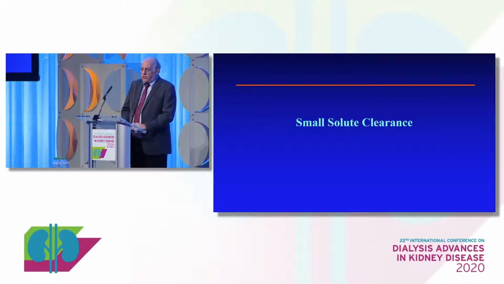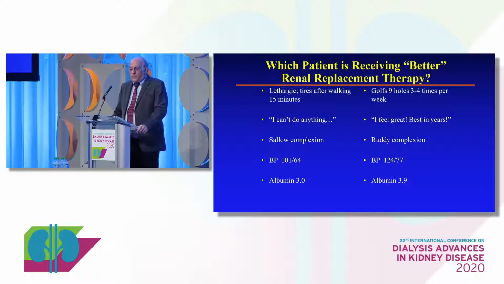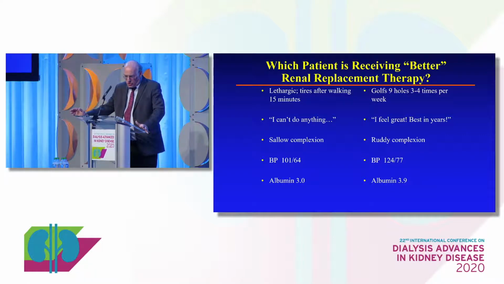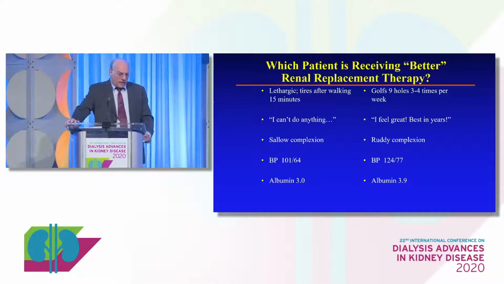And small solute clearance. You've already ascertained my attitude towards small solute clearance, so let me tell you about two of my patients. Which patient is receiving better renal replacement therapy? I have one patient who's extremely lethargic. He can walk 15 minutes and then he poops out. He complains, I can't do anything. He looks bad. He's got a blood pressure of 101 and an albumin of 3.